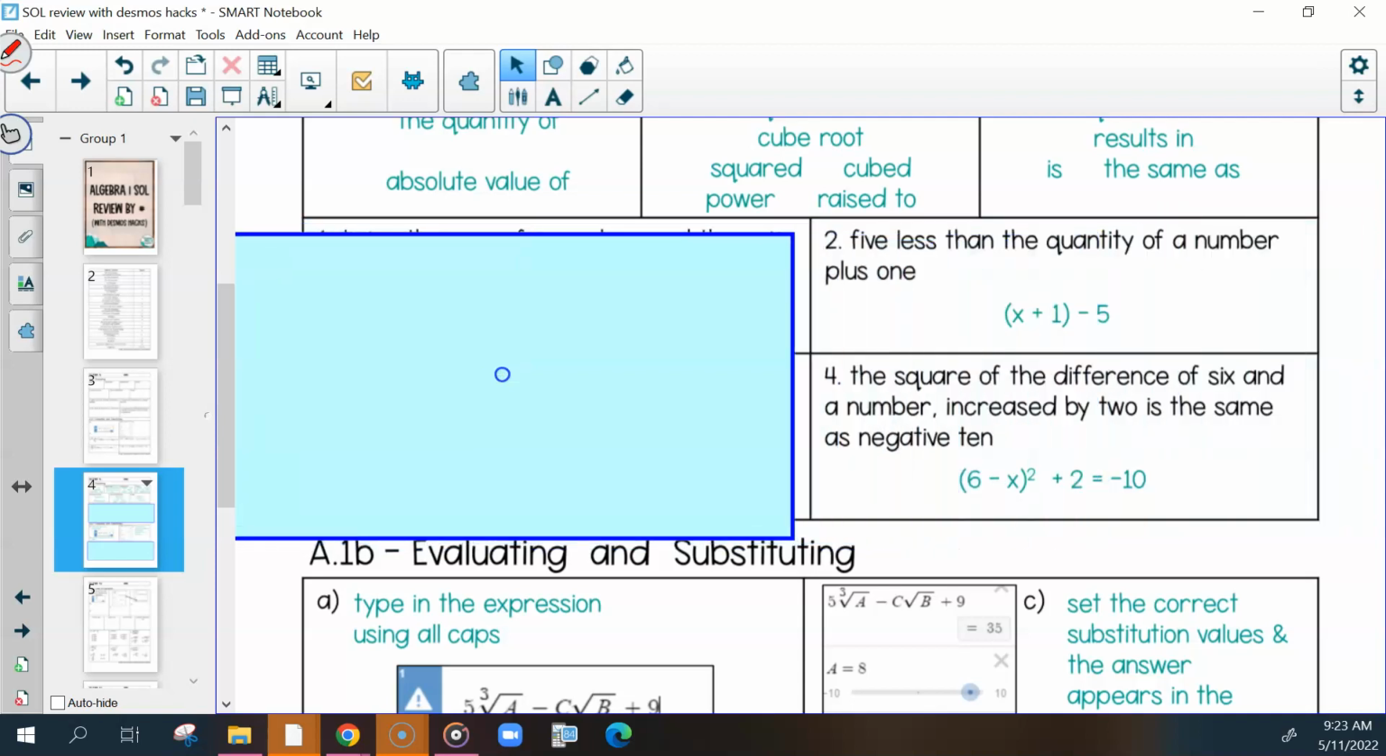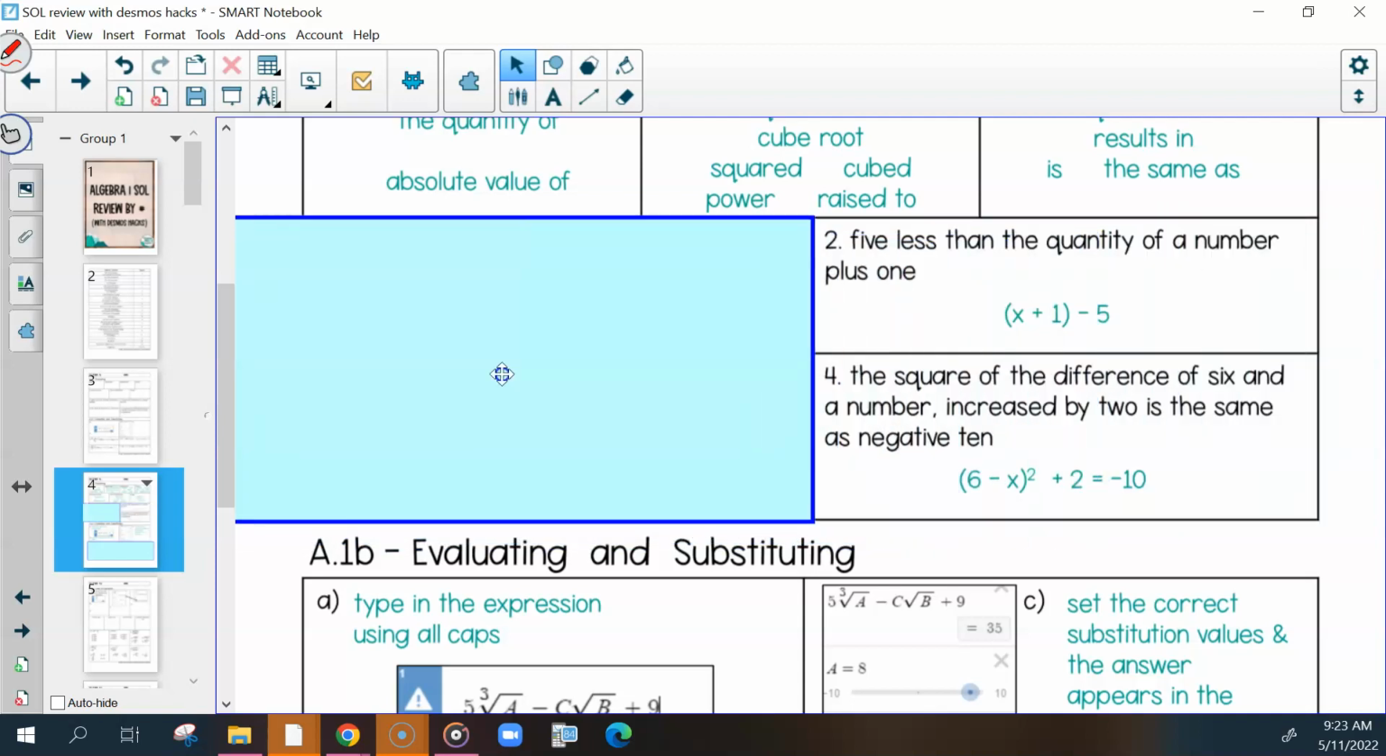Or to 5 less than the quantity of a number plus 1. So 5 less than, it's going to go at the end. Quantity of, we're putting that in parentheses, of a number plus 1. Those two things go in parentheses, and then we're subtracting 5 outside of that. And then 4 is up there as well.